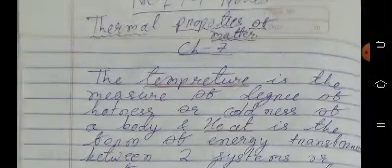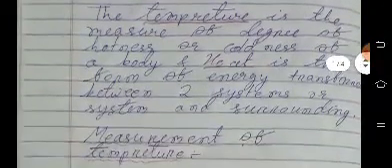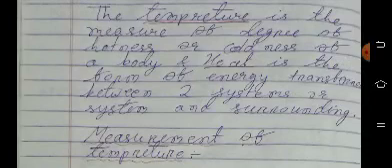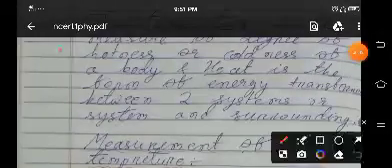So let's begin. This is chapter 7 of our CBSE class 11th physics. First comes, what is temperature? Temperature is the measure of the degree of hotness or coldness of a body, and heat is the form of energy transferred between two systems or a system and its surroundings. Okay guys, I hope you understand what I am trying to say.